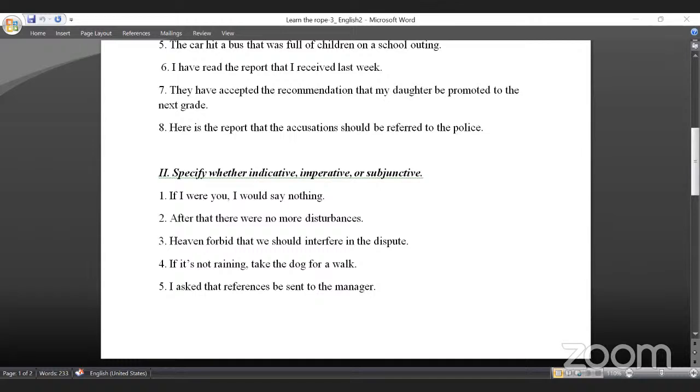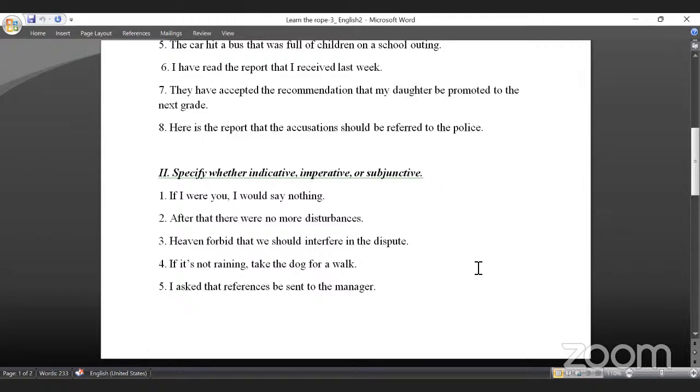The difference here is you will have sentences like the one you have on screen. If I were you, I would say nothing. The mode is, if I were you. Definitely this is a subjunctive one. So what difference do you see here? You haven't written if I was you. You have written if I were you.